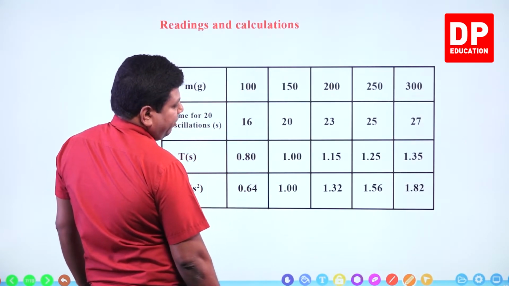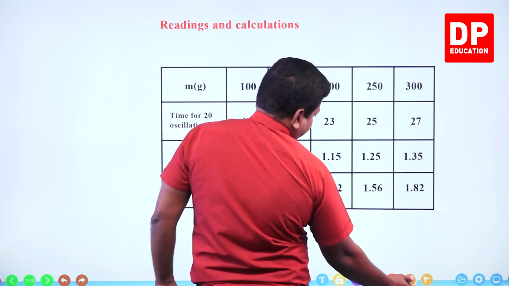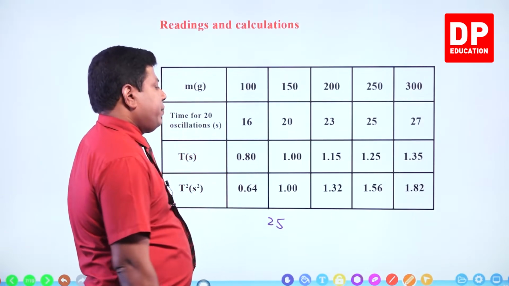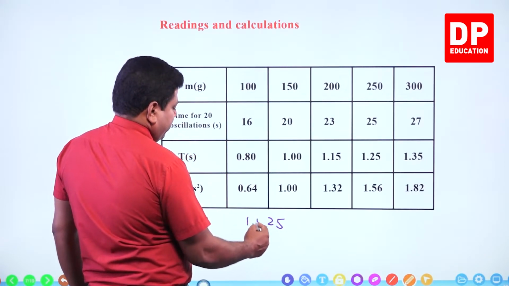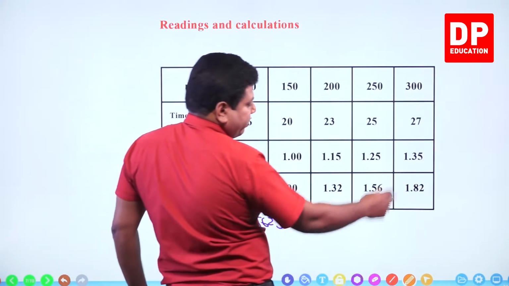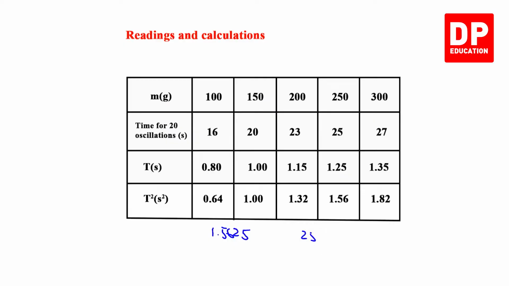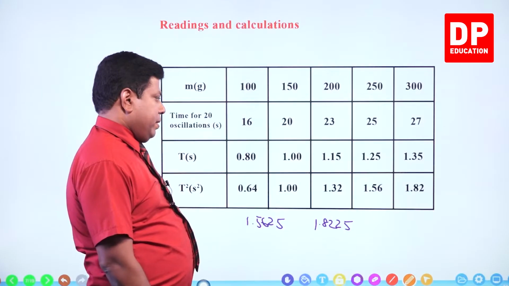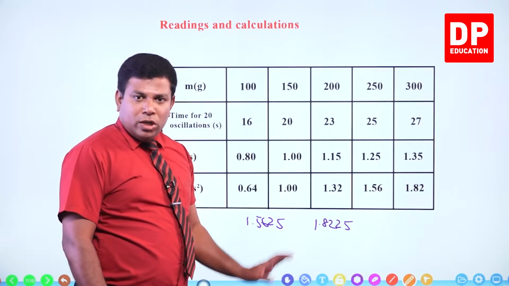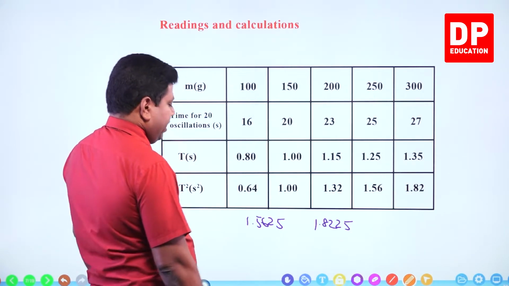1.25 squared: 12 into 13 is 156, so 1.5625, which I have rounded to 1.56 there. Similarly, 1.35 squared, 13 into 14 is 182, 1.8225, which I have written as 1.82 there. Similarly, this one also will be 1.3225, which I have rounded to 1.32. So T squared values I have taken and recorded here.